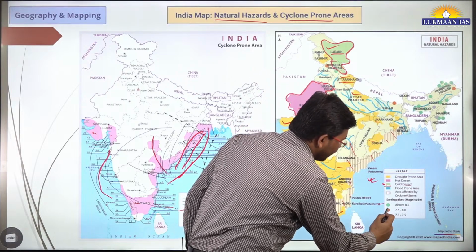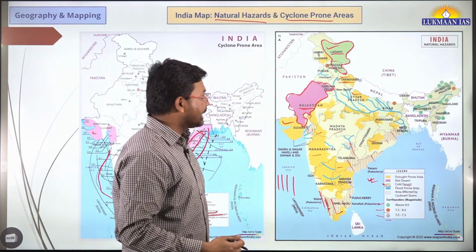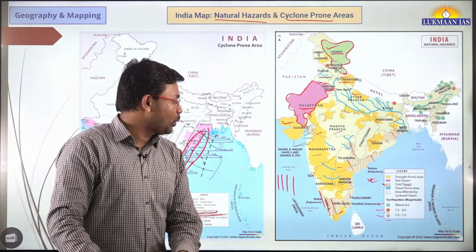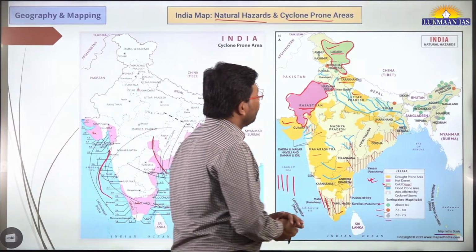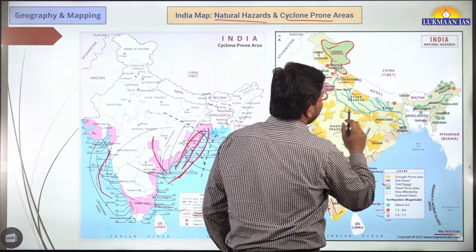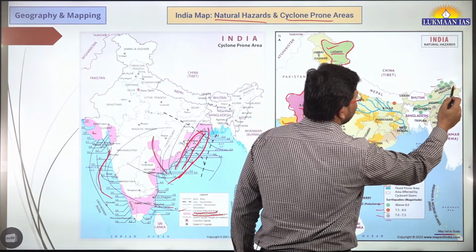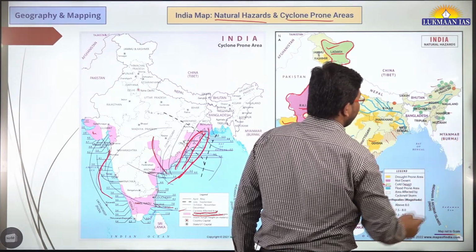We have given a green dot, then an orange dot, and also a gray dot. Green dots are those regions where we find earthquakes having magnitude more than 8. One of the places is in Himachal Pradesh and other places are in northeastern India. Mostly they lie in Arunachal Pradesh, Meghalaya, Assam, Nagaland, Manipur and Mizoram.